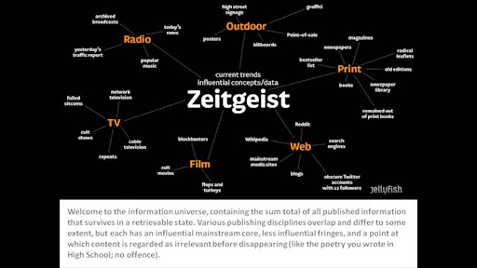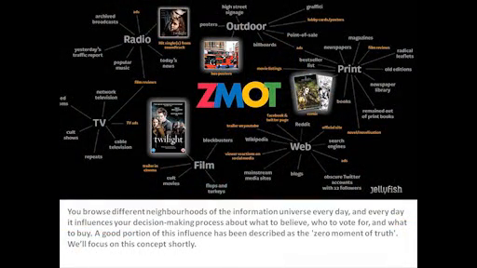Zoom way, way out. This is the information universe, containing the sum total of all published information that survives in a retrievable state. Various publishing disciplines overlap and differ to some extent, but each has an influential mainstream core, less influential fringes, and a point at which content is regarded as irrelevant before disappearing, like the poetry you wrote in high school. No offense. Zoom in for detail.